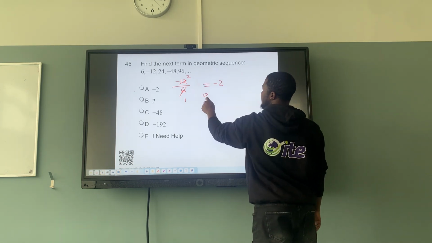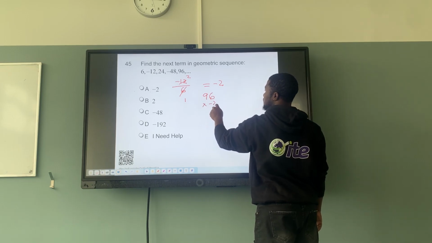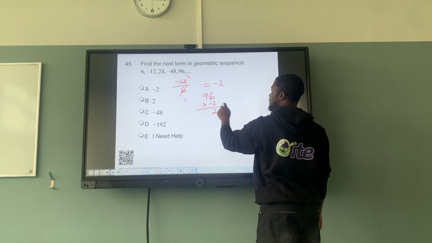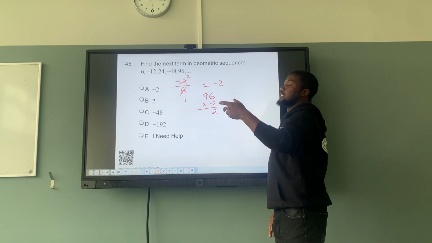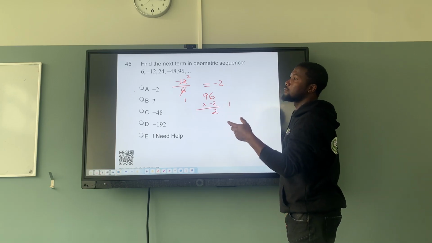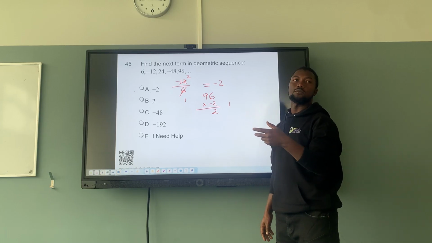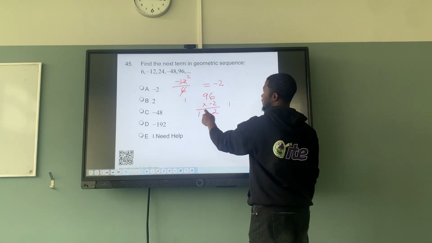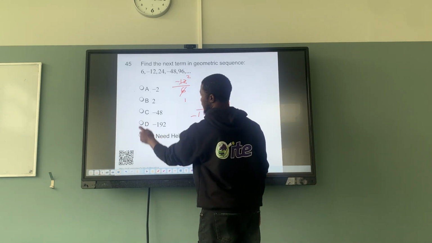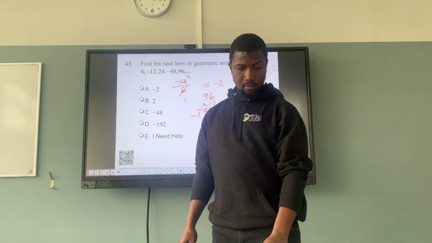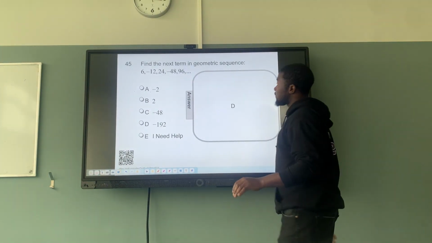So 96 times minus 2. 2 times 6 is 12, carry 1. 90, that's 180. 180, 6, that's 12, 192. So that gives you 192, but because it's minus, it becomes minus 192. So the correct answer is option D. Correct option is D. So always find the common ratio.